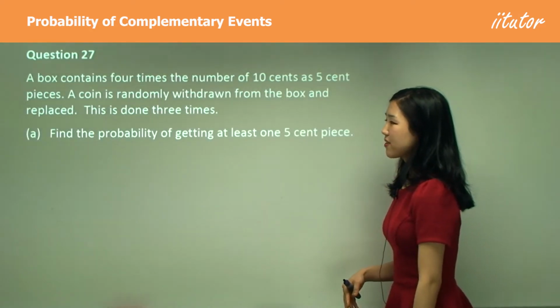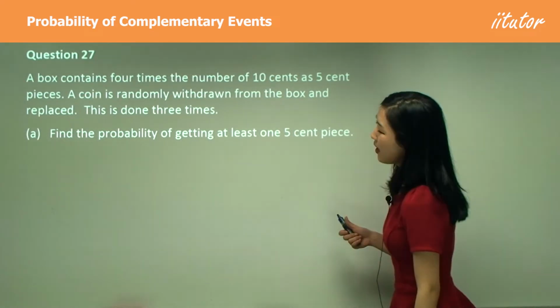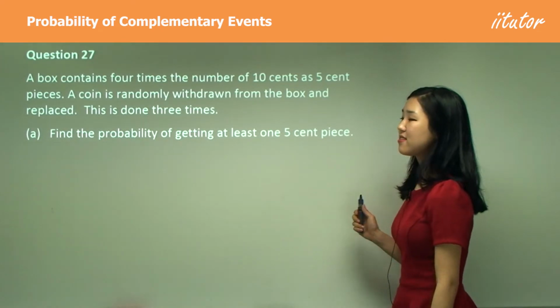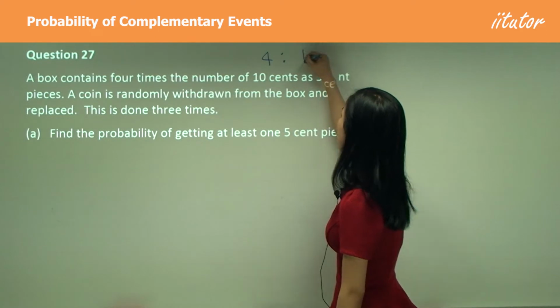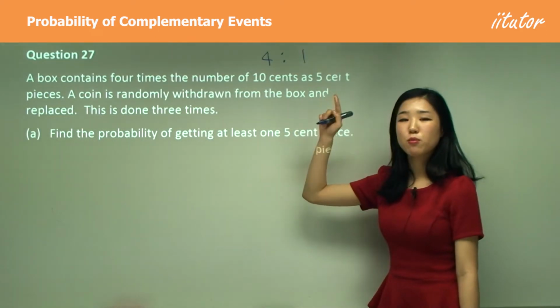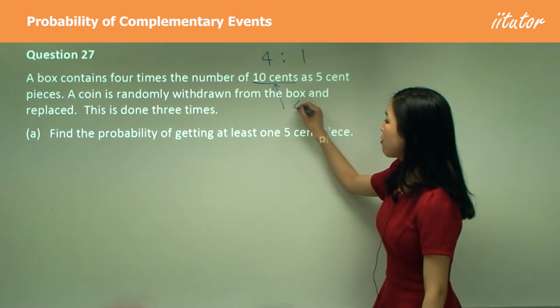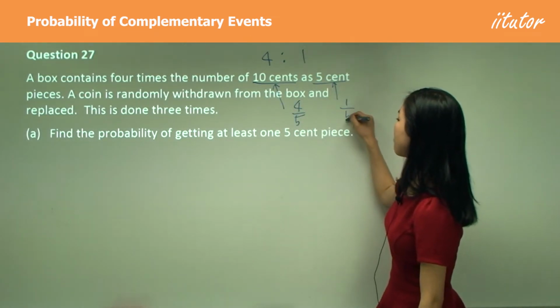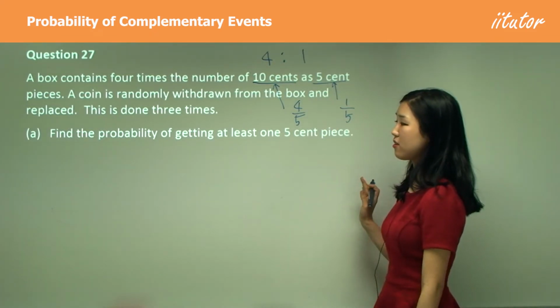27. A box contains 4 times the number of 10-cent pieces as 5-cent pieces. A coin is randomly withdrawn from the box and replaced. This is done 3 times. The 10-cent coins are 4 times the 5-cent coins. So the ratio would be 4 to 1. The probability of 10-cent coins would be 4 out of 5, and the 5-cent coins will be 1 out of 5 because the total parts is 5. So those are the probabilities of those individual events.